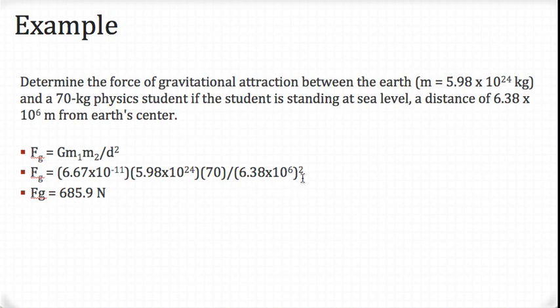One of the most common mistakes I see students make is that they forget to square the distance, so don't leave that out of the formula. So you'll type all of that into your formula, and you should get an answer of 685.9 newtons. All right, so that's it.